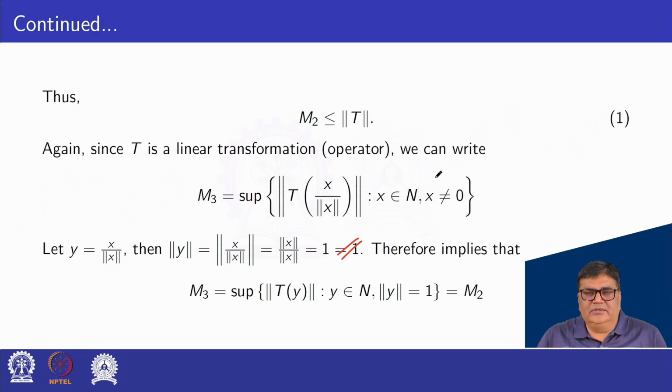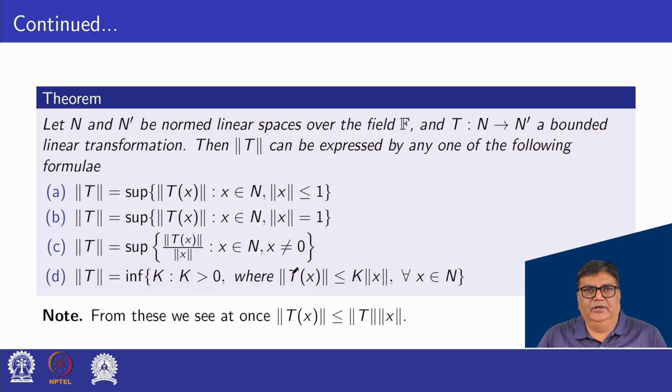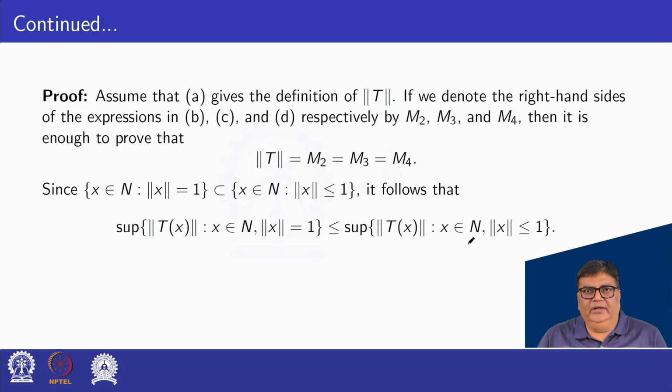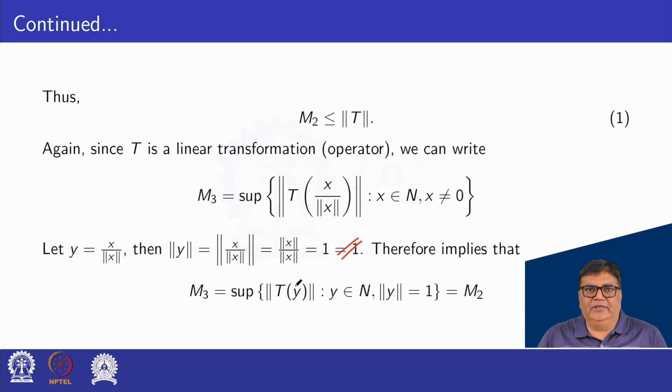So this expression can be written as per the assumption y is equal to x upon norm x. What is this? This is M2, because here M2 has norm x equal to 1, here vector y, so the same expression with vector y. So M3 is equal to M2.